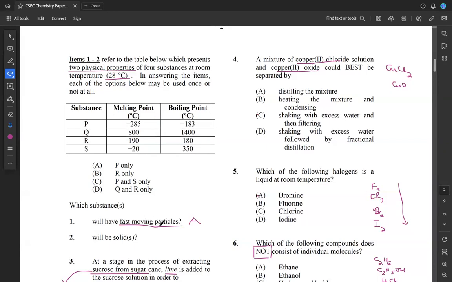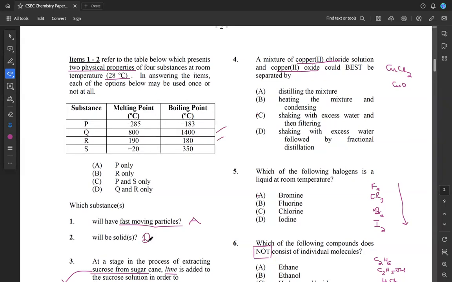Question 2 says, which one of these substances will be a solid? In solids, the particles are closely packed together and the bonds are strong, so it will be hard to break them apart. We're looking for a substance with a high melting point and also a high boiling point. That could very well be Q, which has the highest melting point and the highest boiling point. Because we don't have Q by itself, R has to go with it. So Q and R will be our answer for 2, and that's D.